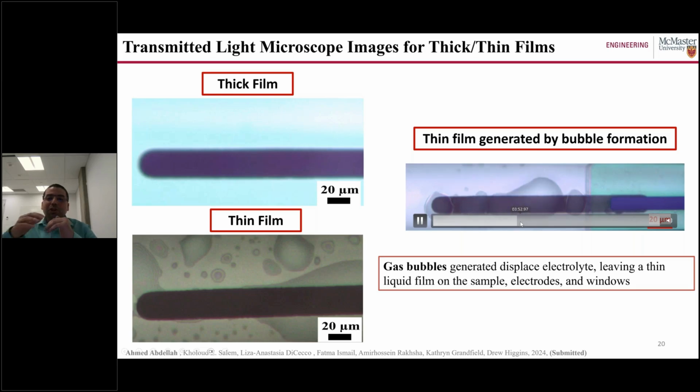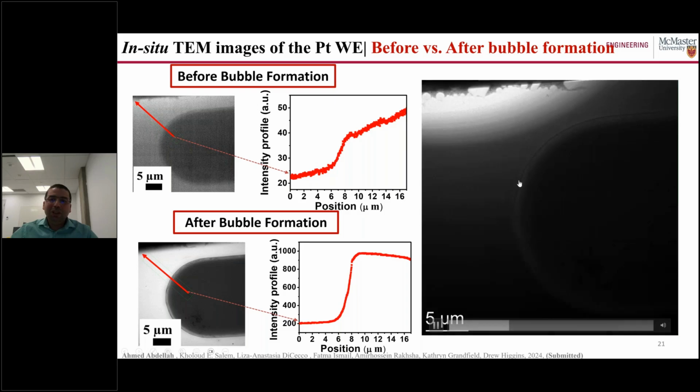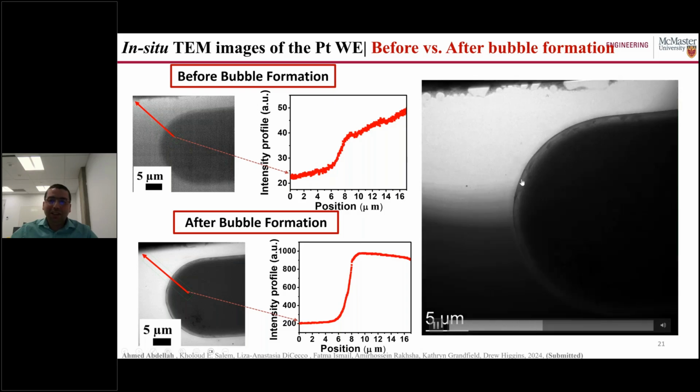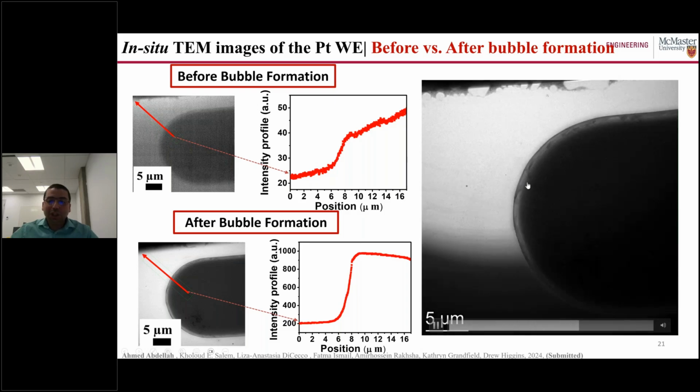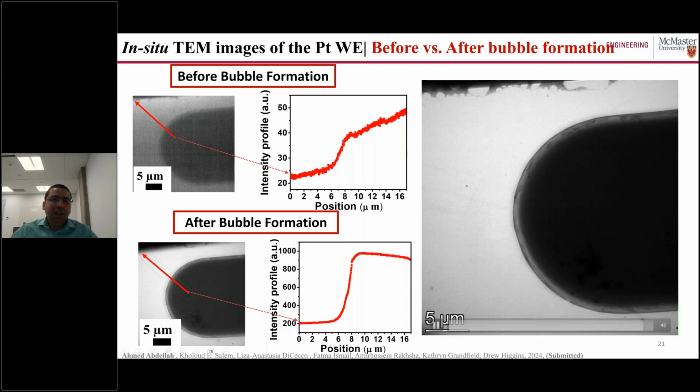So when you generate some bubbles that you can see here around the working electrode, these bubbles can push the electrolyte toward the silicon nitride window and reduce the thickness, so that you can increase the resolution of the imaging. This gives you one example: we have a very thick layer, and once you generate some bubbles, you can clearly increase the resolution of the imaging, as you can see here in this video. You can compare the radial profile before the bubble formation and after the bubble formation.